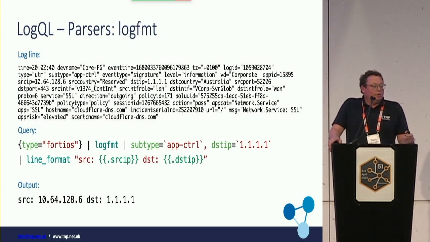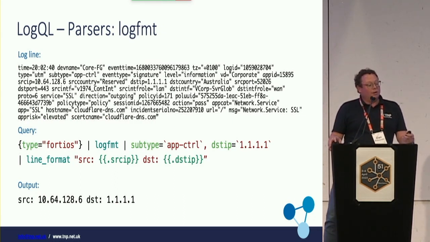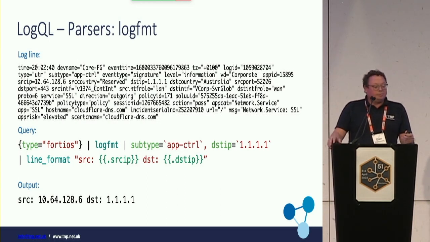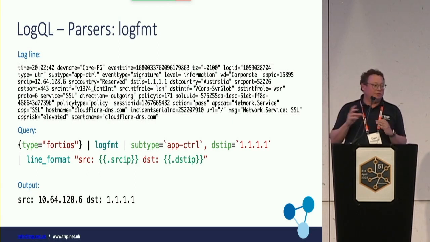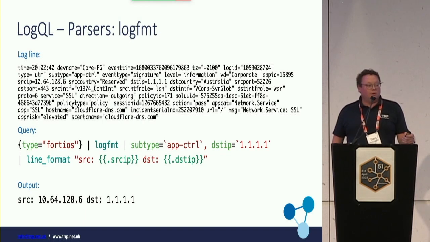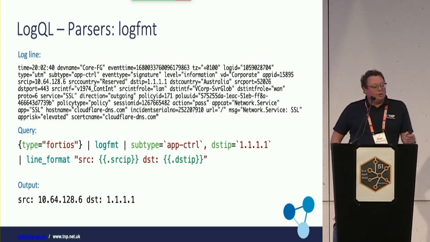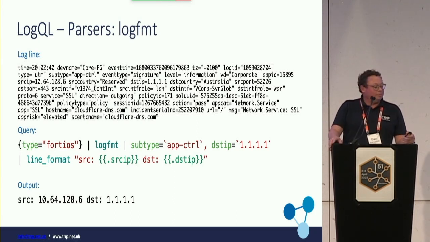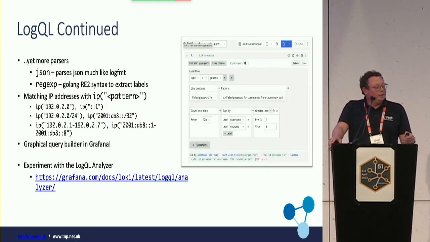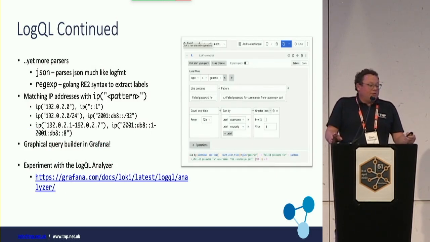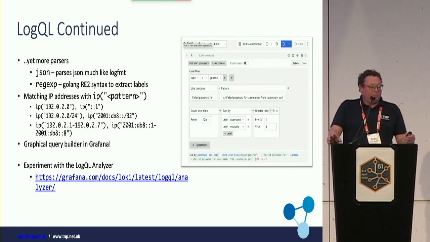Another parser is the logfmt parser. In this example, we've got a line from a Fortinet device. It's a classic key-value situation where the key equals the value. With this parser, you just pass it through, and then you can start filtering on it. That was a demonstration there. And there are more parsers. There's a JSON parser, there's a regular expression parser, and there are lots of other LogQL things that you can do.